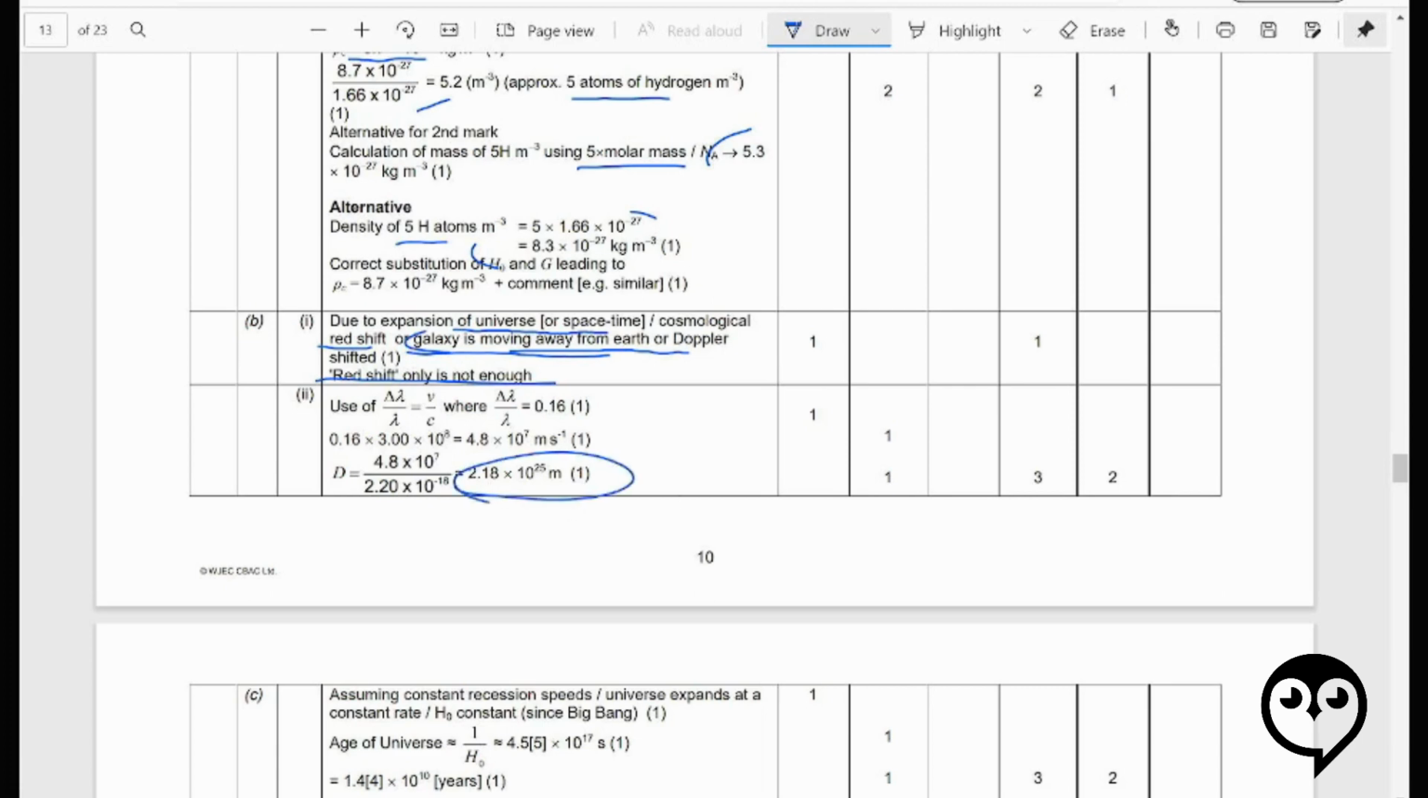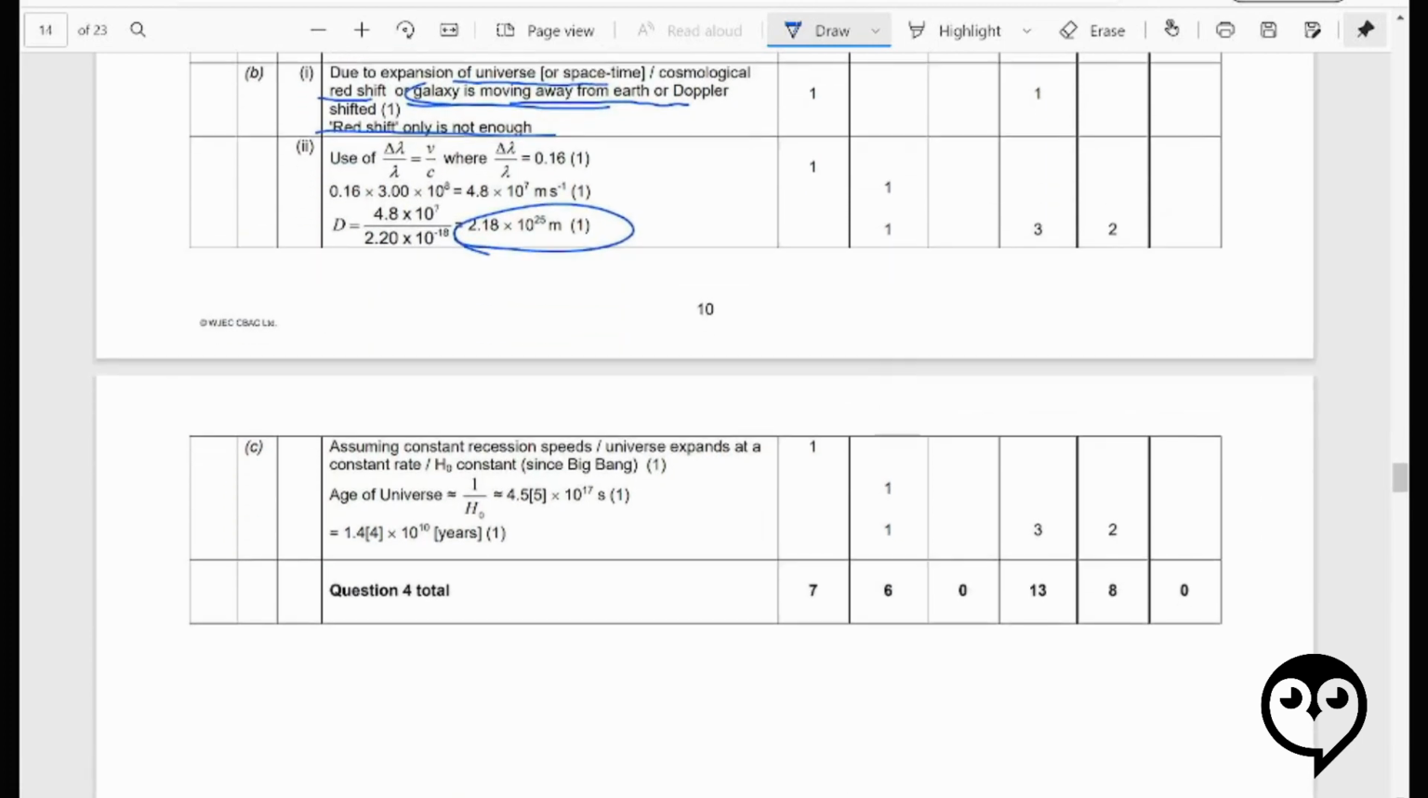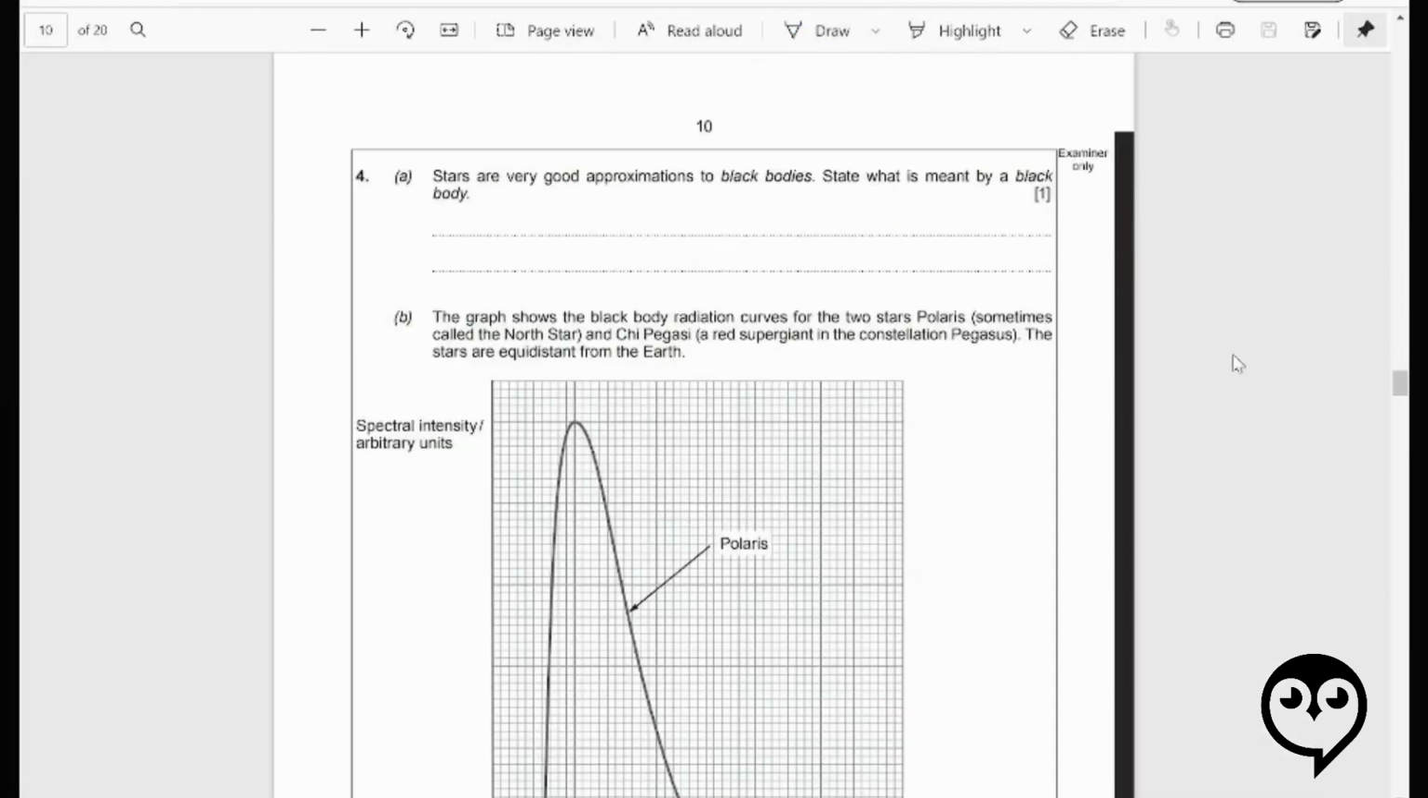I believe that was fine for our calculation, is what we did. Okay, and yeah, we've done this calculation as well. We assumed constant recession speeds. Universe expands at a constant rate. That's a debate. Is it expanding at a decreasing rate, at an increasing rate, or at a constant rate? Different models have different theories of that. Okay, we can say it's been constant since the Big Bang. That's the assumption. One mark for the assumption, and then 2 for your calculation. This is the WJEC AS Unit 1 paper from 2017.